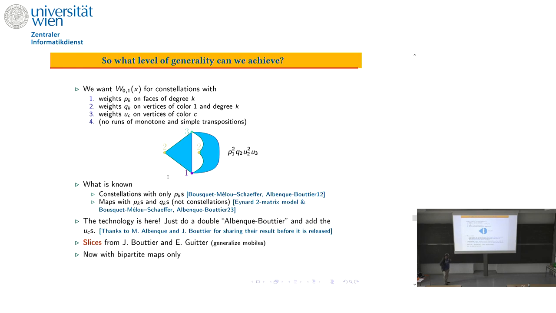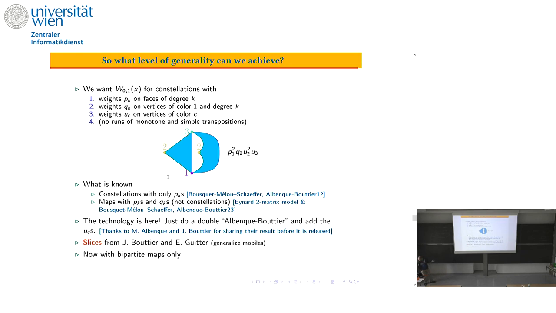What you have to do is put everything that's been done together and add the item 3. Okay? So basically, the technology is here. You just have to do the double Albenque-Bouttier. And we are very grateful that they shared the result with us, which is not released yet.